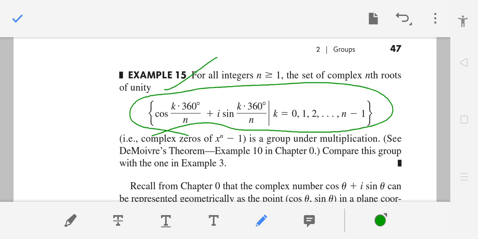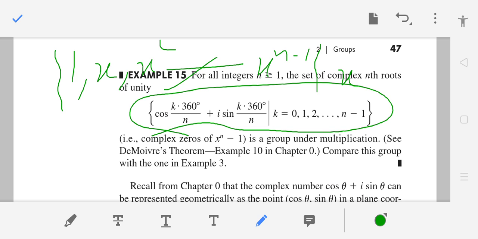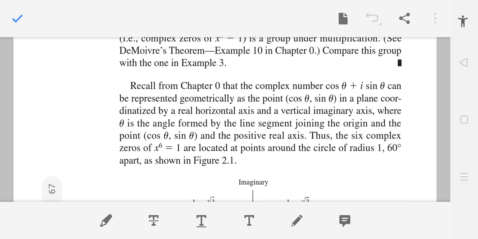So what is the notion behind this? You can consider the set, and I will give you a hint: 1, x, x square, and up to x to the power n minus 1. Yes, because x to the power n is going to be 1, right? That is the nth root of unity. So you just consider these powers and prove that this forms a group under multiplication. You just remind the statement; the proof is not necessary here. The set of complex nth roots of unity forms a group under multiplication. So this is the easy way.